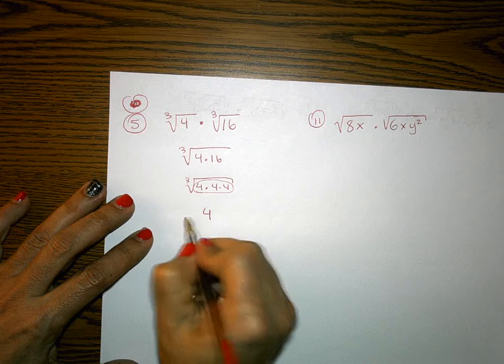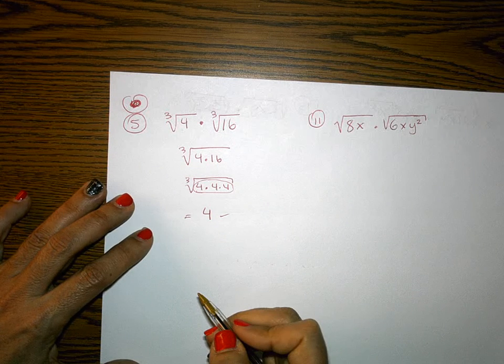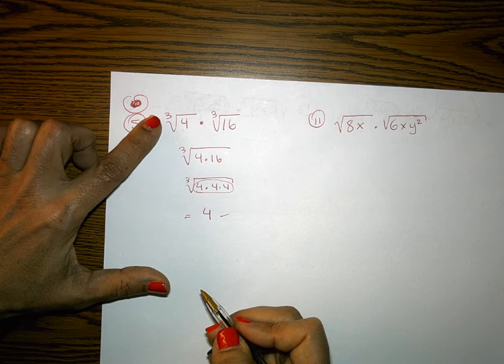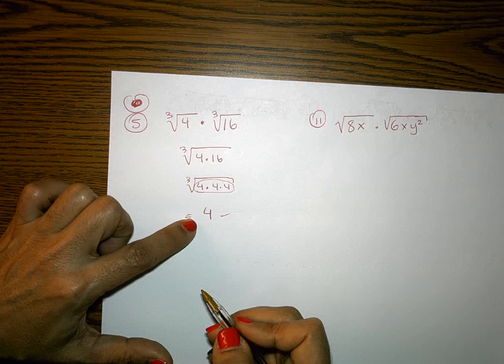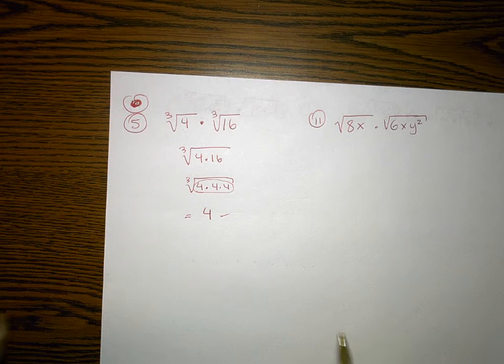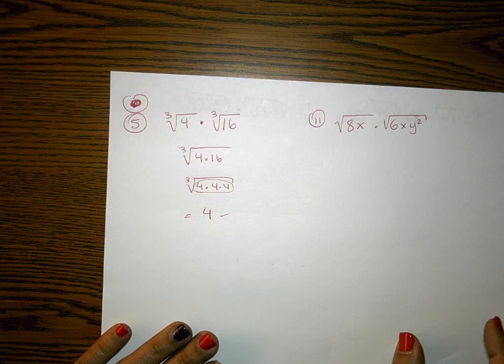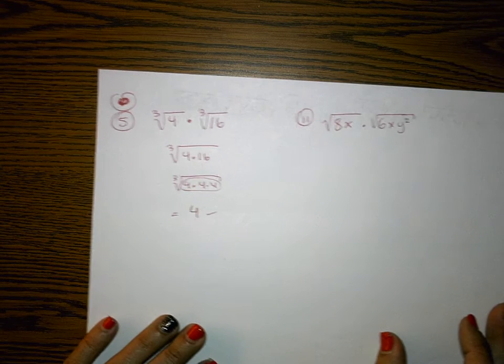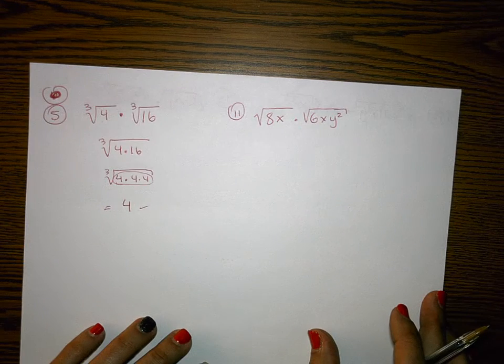Okay, so this is what equals here. The answer is 4. Again, this is the cube root, so we really don't need to worry about absolute values, and this is not a variable anyway, so we don't need to worry about absolute values at all. Okay, let's take a look at over here.